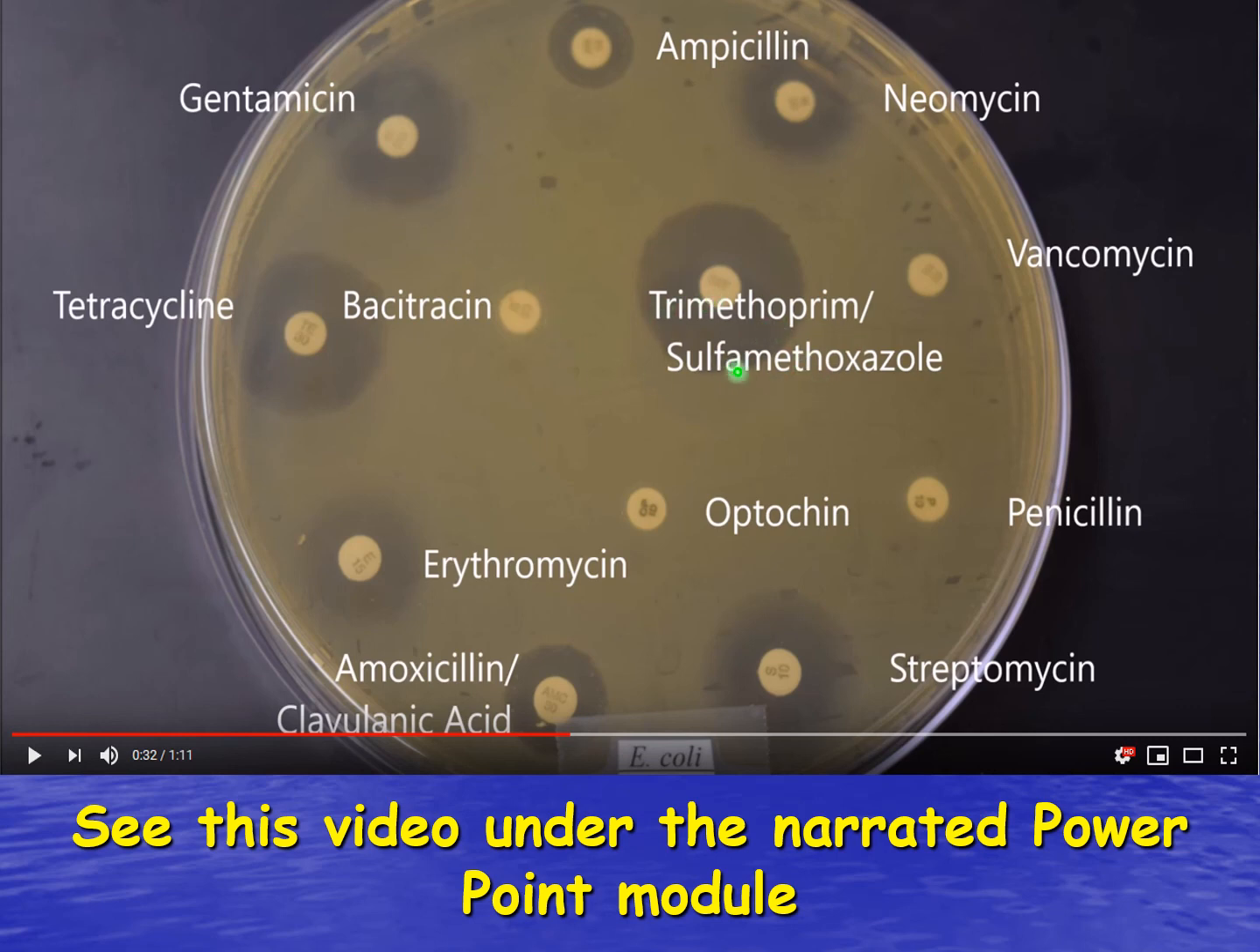The trimethoprim sulfa drug here has a fairly large zone of inhibition. But I wouldn't want to use bacitracin or penicillin or vancomycin because there is no zone of inhibition, or erythromycin either. That means that this drug was completely ineffective against this particular bacterium, so therefore this bacterium has a resistance to these drugs. Now, we don't just go, okay, well, I can choose any of these then that have a zone of inhibition.